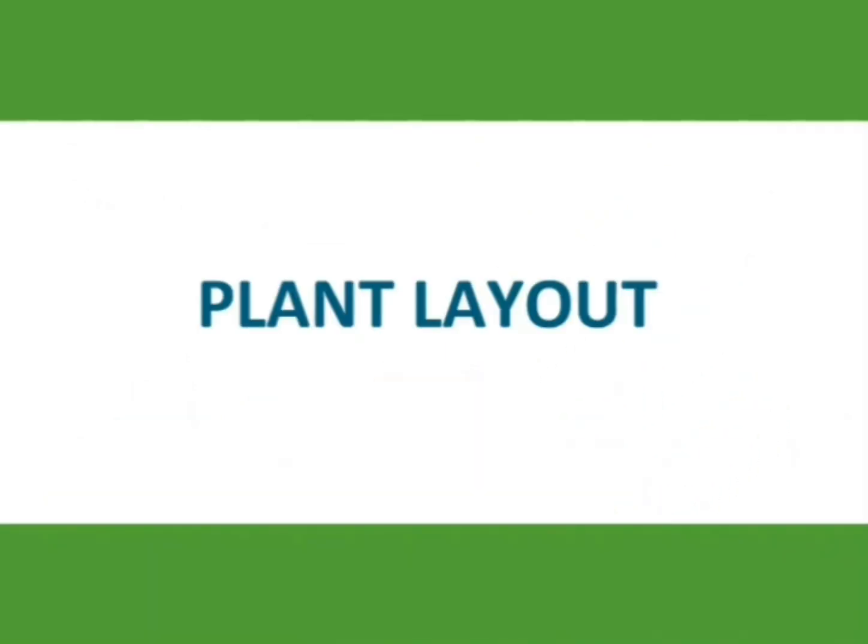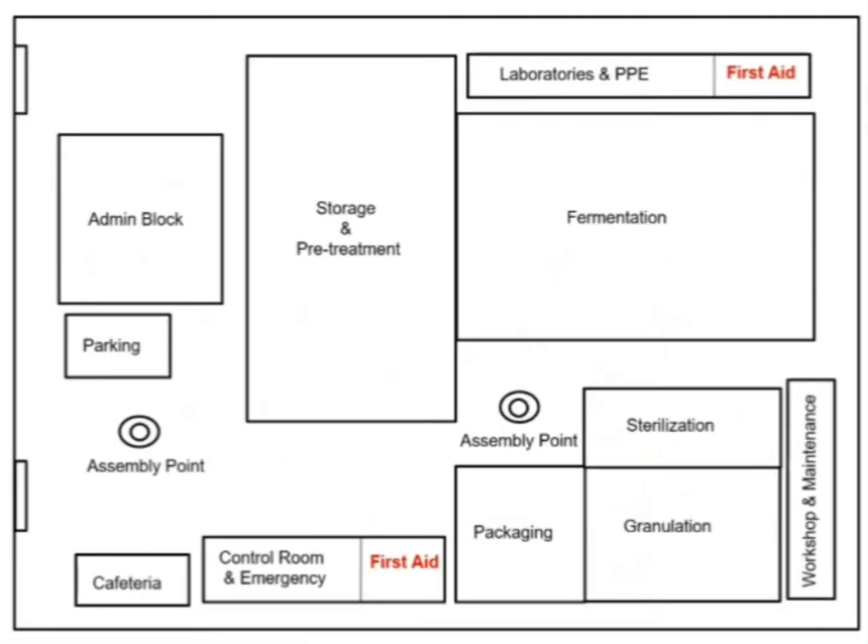Plant layout. Now we will be talking about the plant layout. So as you can see, there is an admin block where all the administrative work of the plant is carried out. The raw materials from the palm oil mill are delivered to the storage and pre-treatment unit. The pre-treatment, as mentioned before, is carried out in this unit. The products are then mixed and transferred to the fermentation room. The fertilizers formed are sterilized, granulated, and packaged. They are then delivered to the respective customers.